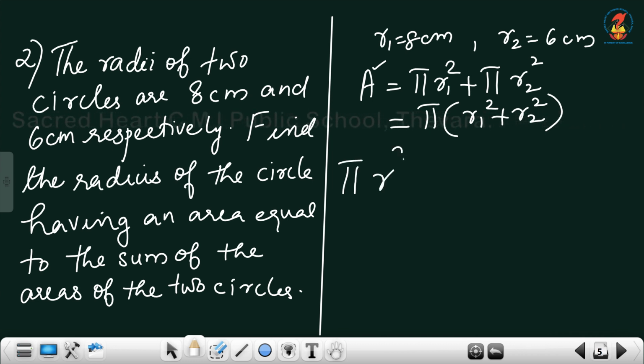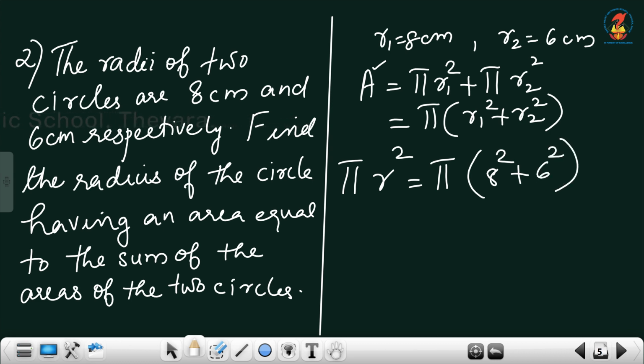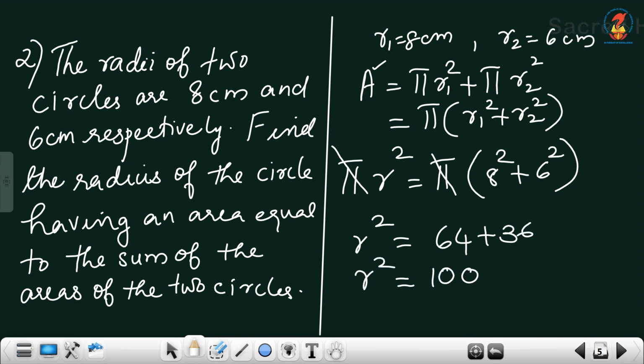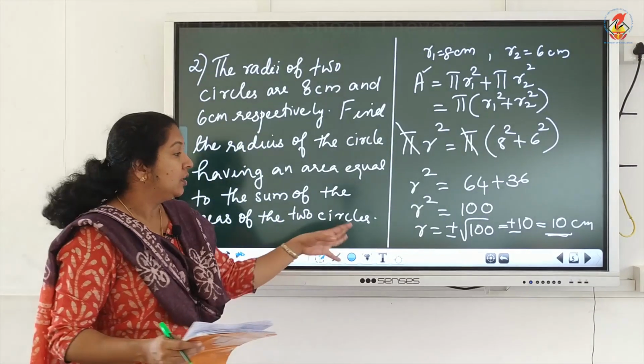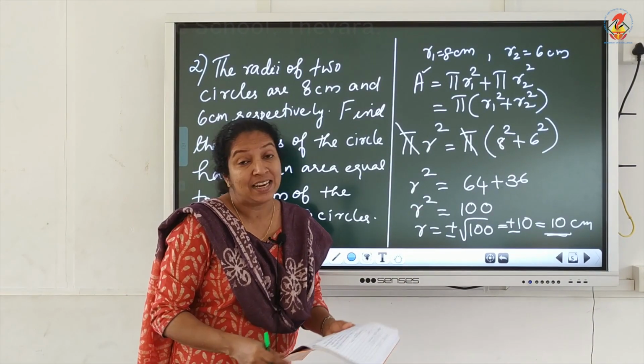We can take this as pi r square is equal to pi into 8 square plus 6 square. So, we can cancel both the pi's. So, r square is equal to 64 plus 36. So, r square is equal to 100. So, r is equal to plus or minus root of 100, which we can take as plus or minus 10, which is equal to 10 centimeter. Why? Because it cannot be negative. So, we are taking only the positive value. So, the radius of the required circle is 10 centimeter.